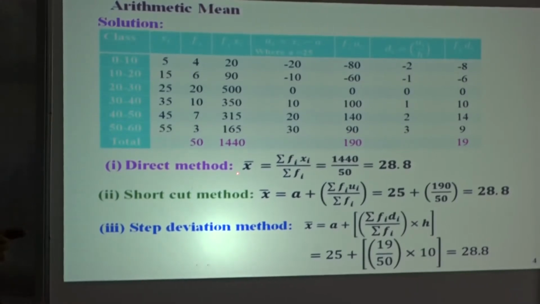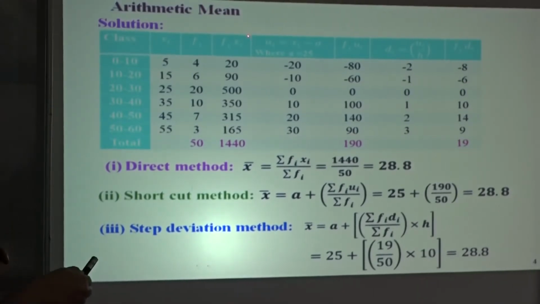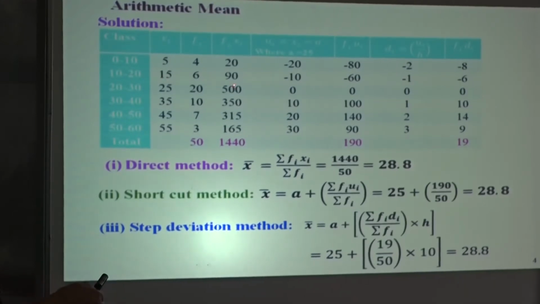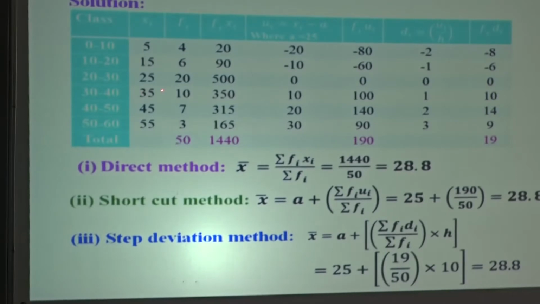First I want to find the direct method value. Therefore, in the next column we find fi into xi. 5 into 4, 20. 15 into 6, 90. 25 into 20, 500. 35 into 10, 350. 45 into 7, 315. 55 into 3, 165. Immediately you find the totals of fi and fi xi.